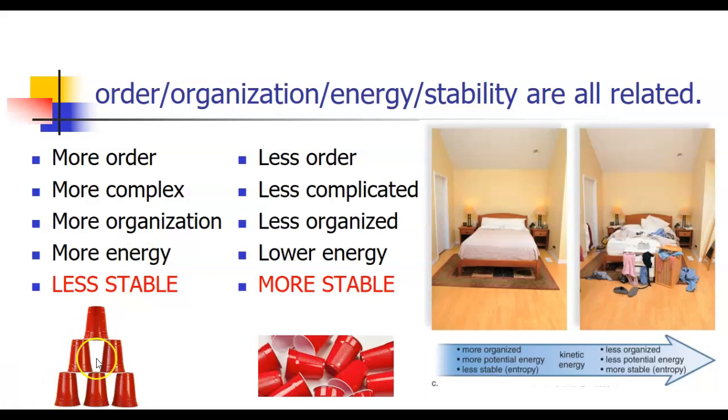Thought I'd review what we covered in part 1, where we're talking about the laws of thermodynamics. We can picture this stack of cups, where this stack is going to have more order, it's more complex certainly, there's a lot more organization, and there's actually more energy in it, but it's less stable. All those cups on the floor are certainly more stable, but now they have less energy, they're less organized, there's less order, and they're certainly less complicated. And we went through a lot of examples of thinking about how order and energy and stability are all related.